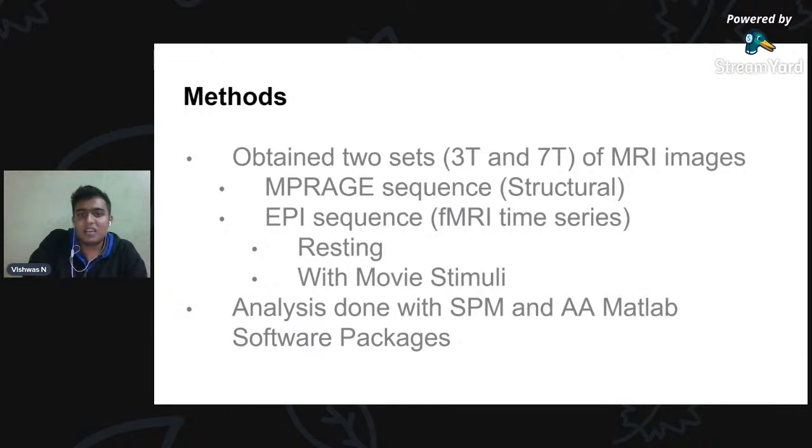There is EPI sequencing, fMRIs, then there is auto structure, MP-RAGE sequences. It's all in the 3T and the 7T technology. These are resting with moving stimulus, and also there is diffusion tensor imaging technique where you can analyze the flow of your blood through your neurons, and also you can analyze all these, which will give you an intuition of what's the psychological approach which you're doing. Analysis through SPM and MATLAB software packages are available, so do check it out if possible.